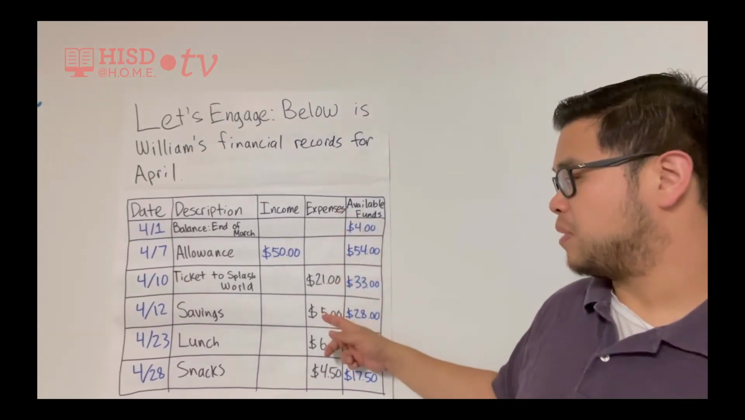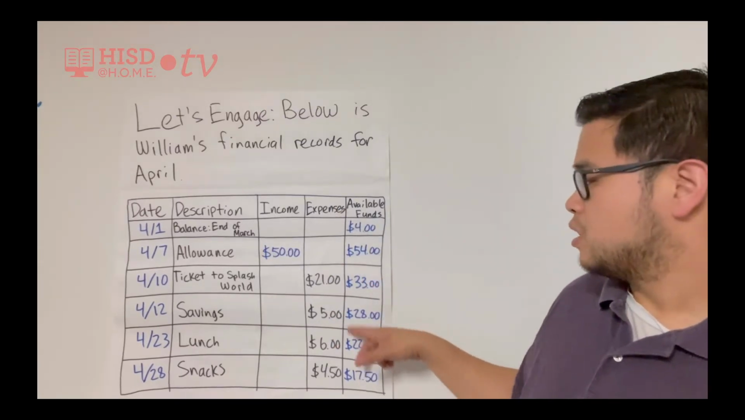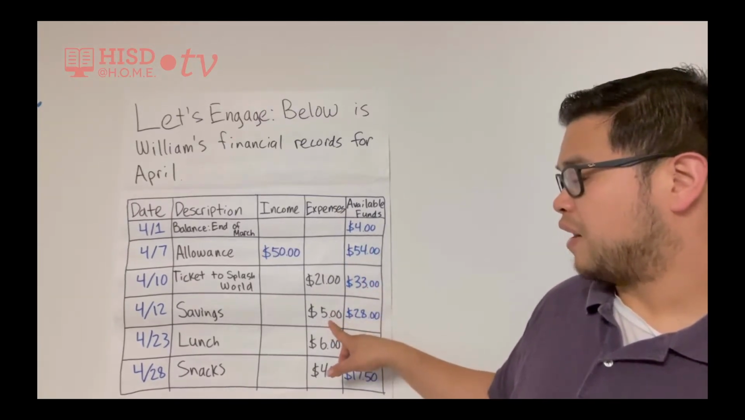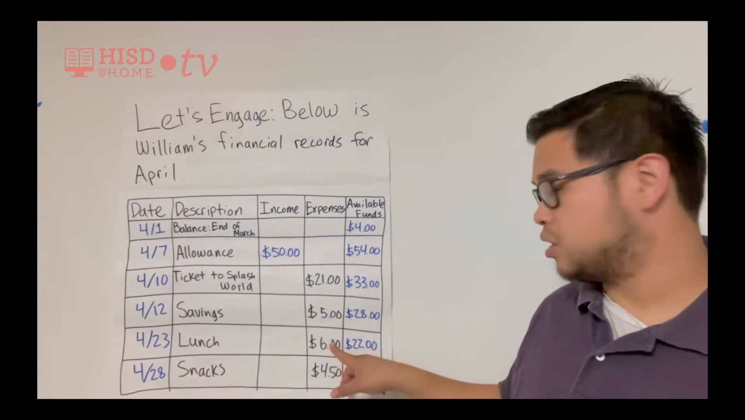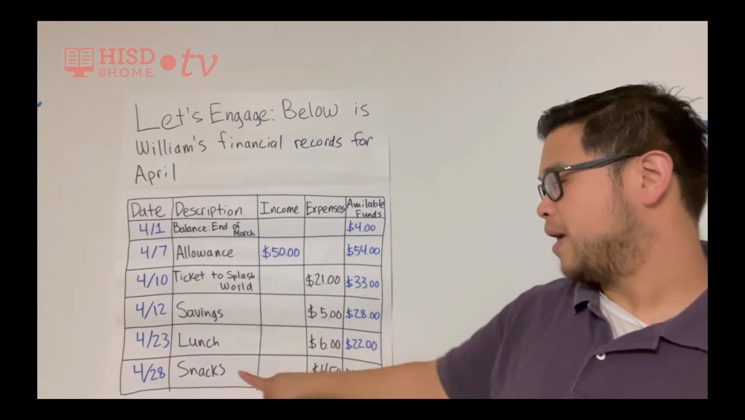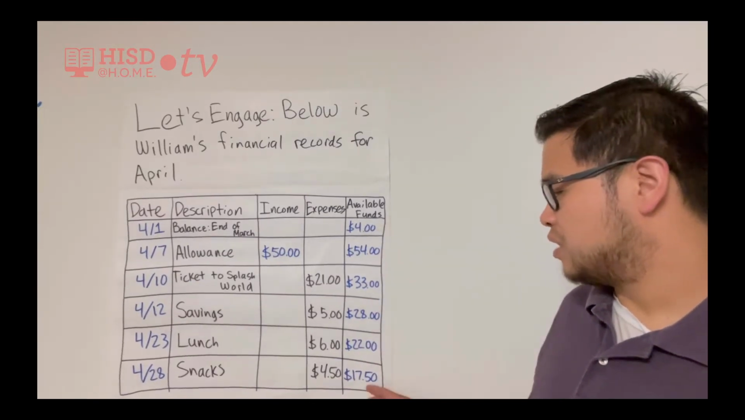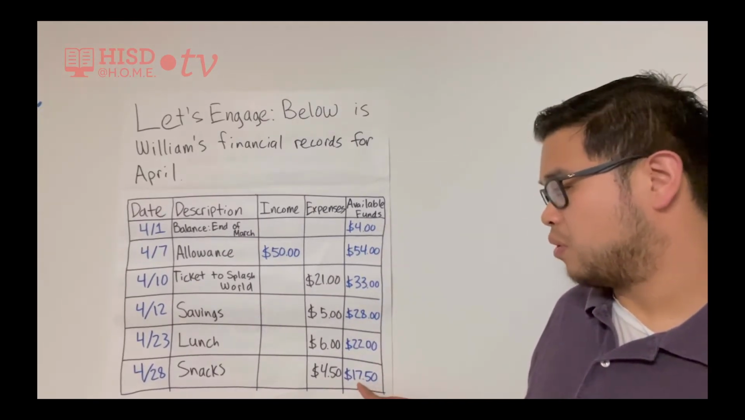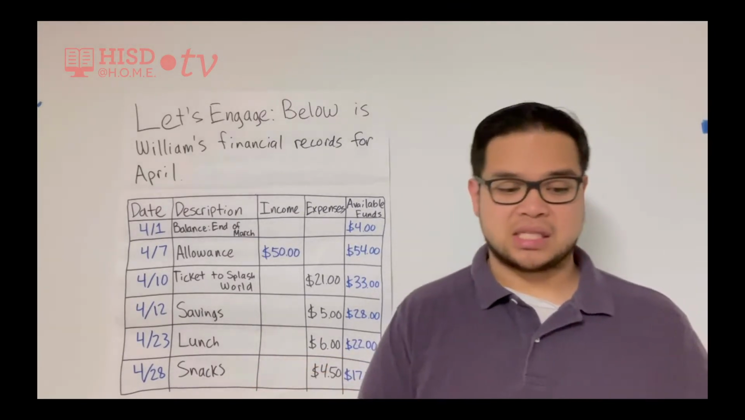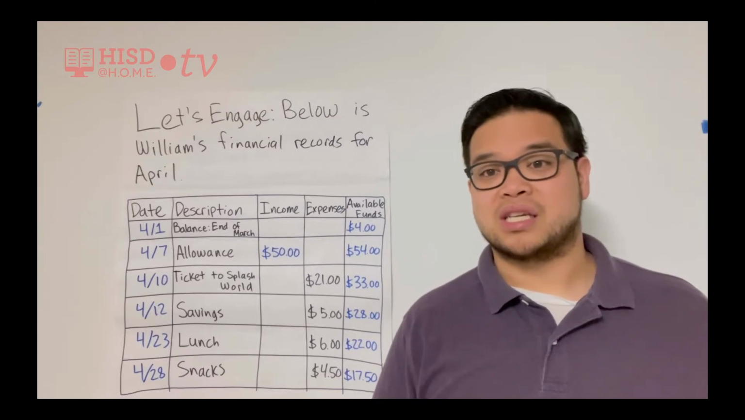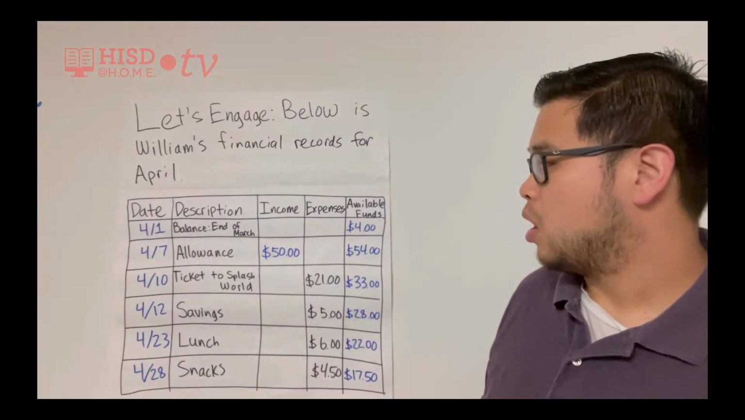As you look through the expenses, we're going to subtract the expenses from the available funds. So $33, subtract the $5 because he put $5 in savings. He spent about $6 on lunch, so now we're at $22. And he spent about $4.50 on snacks. And now he has available funds at the end of the month of April, or close to the end of April, of $17.50.